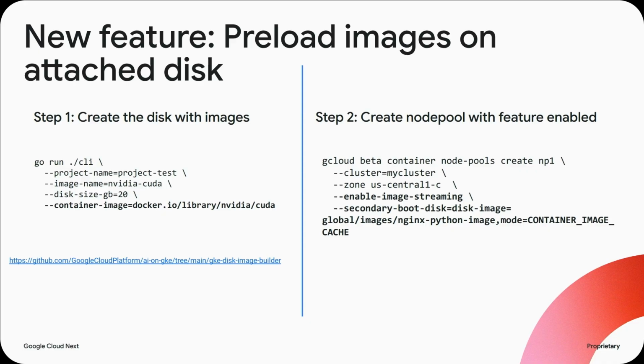Yeah, so this is how preloading an image looks like. On the left side, you have a Go tool that you run. You basically specify the project, which image, and which container you want to load. And then on the right side, you just create the cluster, and you add the secondary boot disk flag, and that will basically attach the container image as a secondary disk.